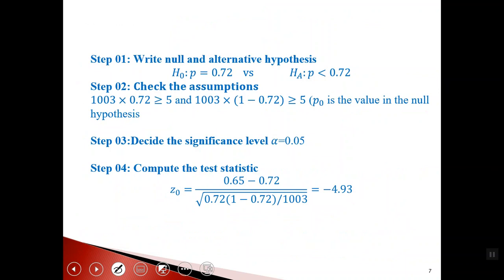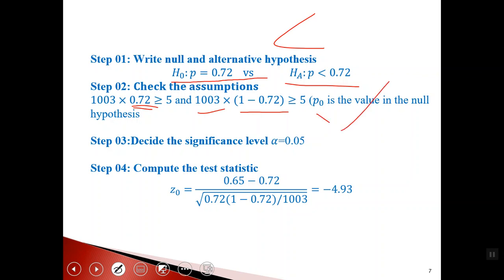So you have p naught here, and here you have p hat. Okay, so first step, write the null hypothesis and alternative hypothesis. H naught is p equals p naught. What is p naught? 0.72. An alternative hypothesis is based on the side, right? This is something less than, so p less than 0.72. Check those assumptions. So what is p naught? 0.72. n times 0.72 greater than 5. Yes. n times 1 minus 0.72 greater than 5. Yes. So this is true.